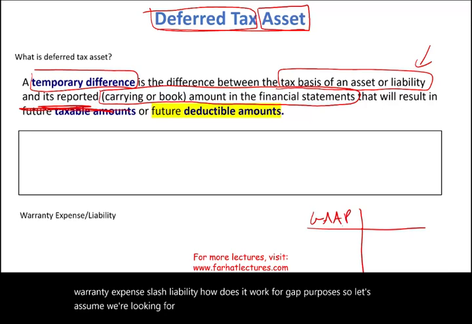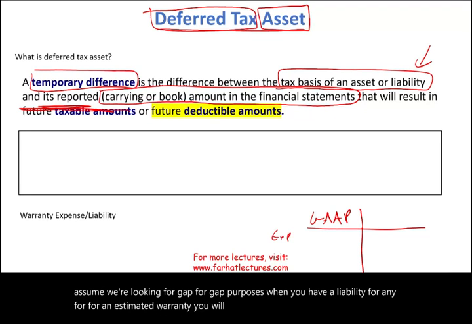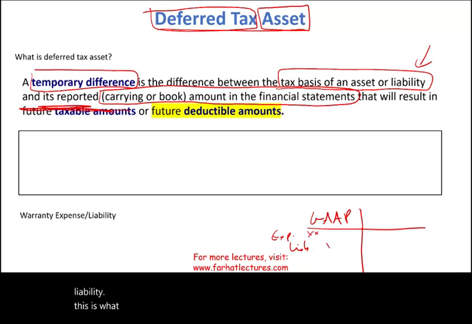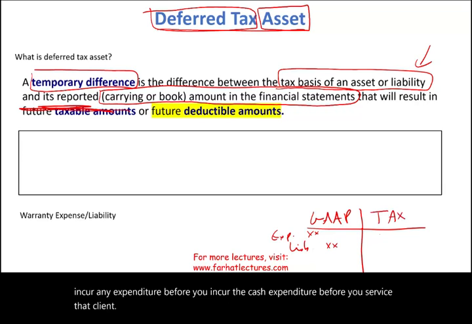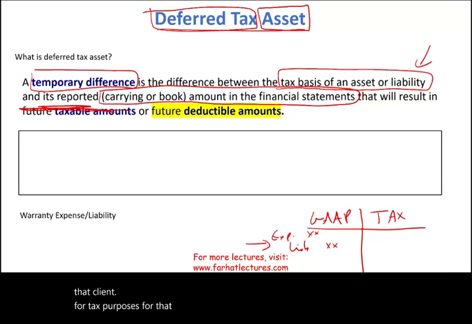For GAAP purposes, when you have a liability for an estimated warranty, you will debit an expense and you credit a liability. This is what you do. You debit an expense and you credit the liability before you incur any expenditure, before you incur the cash expenditure, before you service that client. For tax purposes, for that particular year, when you estimated your liability, you don't do anything for tax.